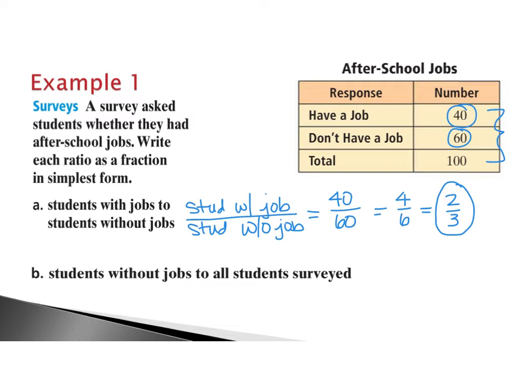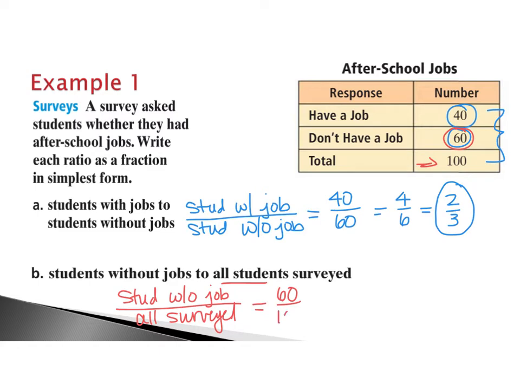Now part B says that we want to find the ratio of students without jobs to all the students surveyed. If I write this as a fraction, I have students without a job, and I'm comparing that to all the students surveyed. So the students without a job is again 60, and all that were surveyed is 100, so this would be 60/100ths, which is really 6/10, or 3/5. One way that I could summarize that is to say for every 5 students surveyed, 3 of them did not have a job.